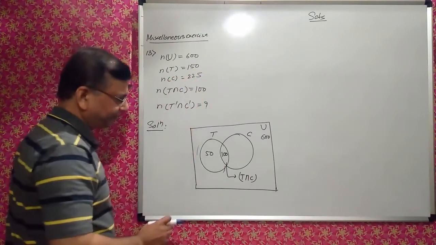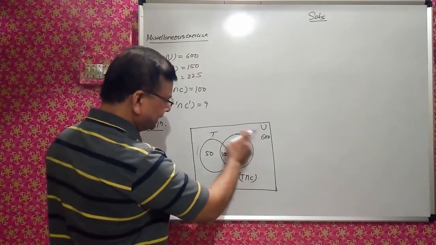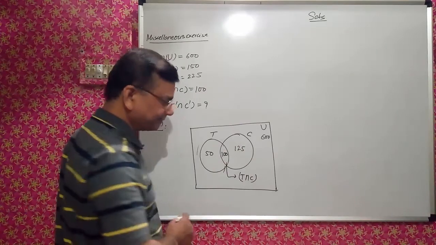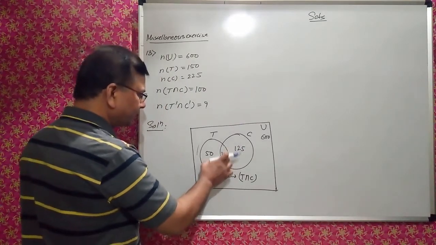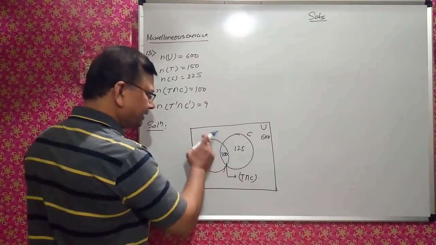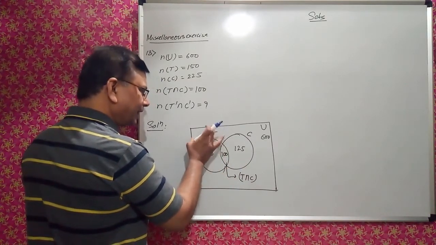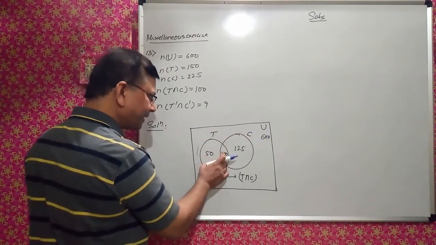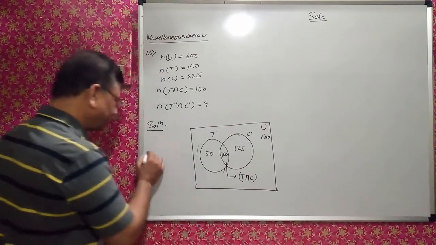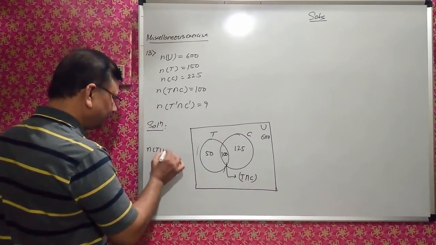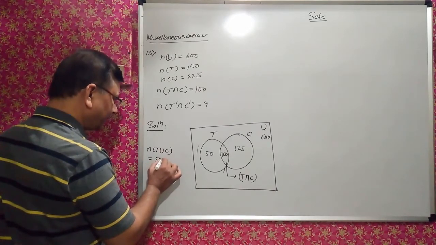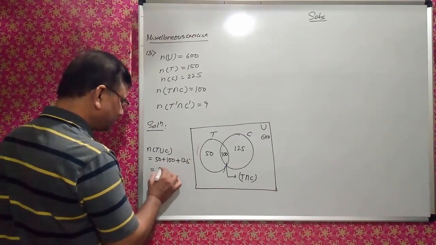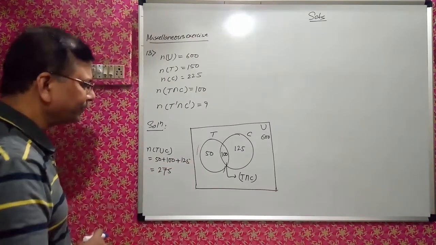N(C) is 225. You see, N(C) is 225, 100 is already there, so 125 will come in this area, right? So in totality, the number of students taking either tea or coffee, the union of these two sets, will be 50 plus 100 plus 125. So we can write N(T union C) is equal to 50 plus 100 plus 125. How much? It is 275, right?